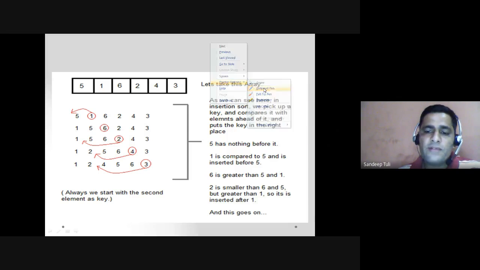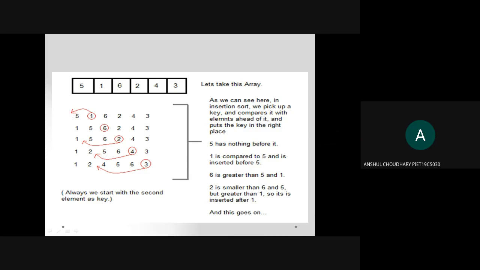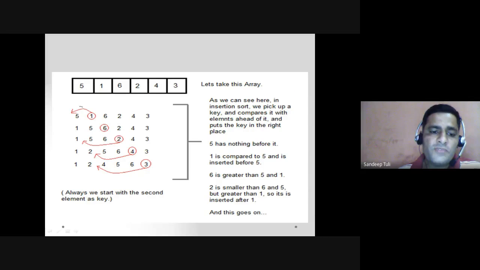The loop will also start with the second element, because we will consider that the first element is already sorted. So we will start sorting with the second element. So in our algorithm, please keep in mind that we will always start the loop from the second element. So now the first element, 5, is already sorted, so we will place 1 at its position.